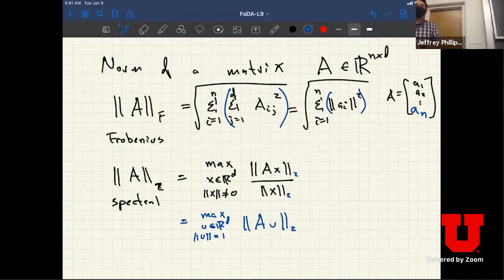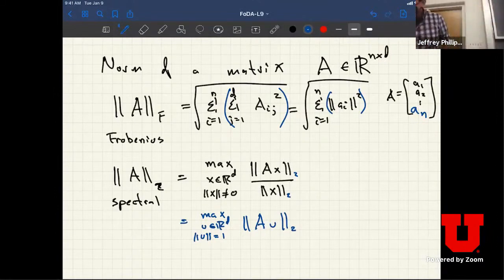This is called the spectral norm. We'll talk about eigen decompositions later in class, or the singular value decomposition, and that'll be a key thing we'll spend several lectures on. This will make sense in this context. The spectral refers to this eigen decomposition property and the singular value decomposition property.